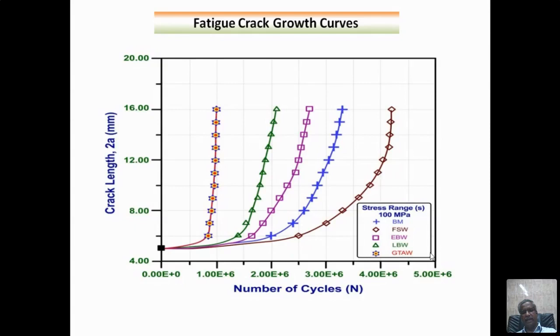So here it is 0 cycle. And with the application of the stress cycles, you see that the crack is growing. Each one is for a specific joint. The first one is for GTAW, the green one is for laser beam welding, the purple color is for the electron beam joint, then the FSW, the last one, and the base metal. Base metal is in blue color. Okay, so you can construct this type of curve. This curve is called crack growth curves.